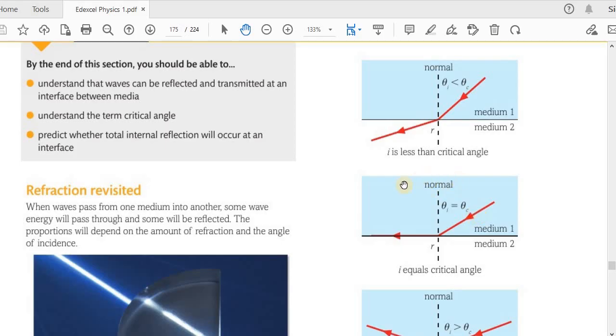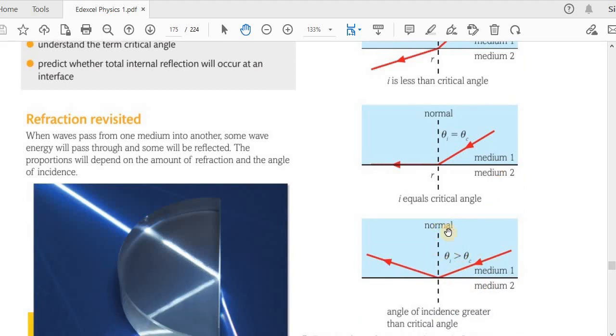By the way, like I said, this blue material is the denser material. Now if you look at the third diagram, so far we saw when the angle of incidence is less than the critical angle. That's the first image. The second one is where the angle of incidence is equal to the critical angle. Now what's the third possibility? When the angle of incidence is greater than the critical angle. That's what we have here.